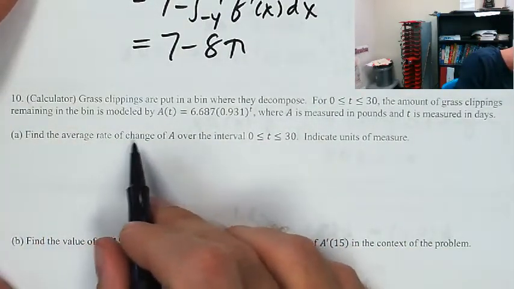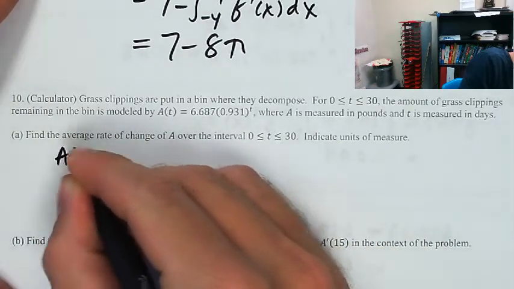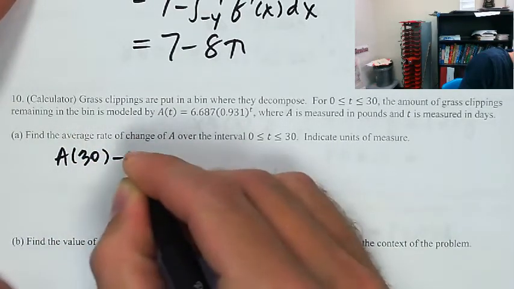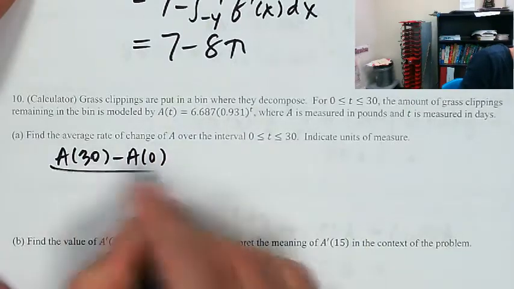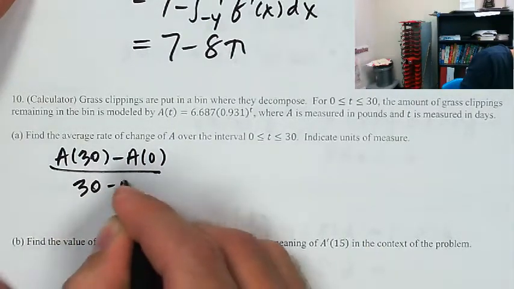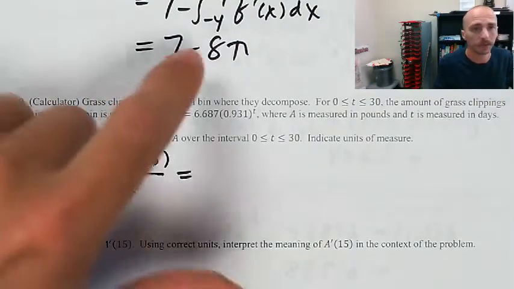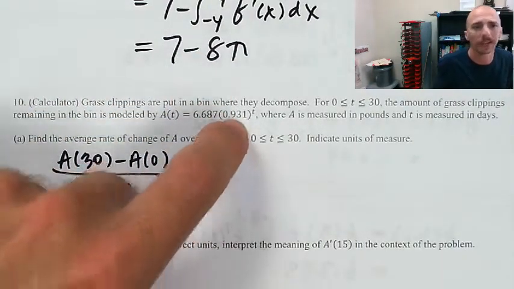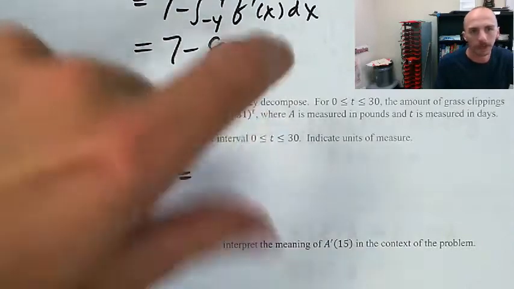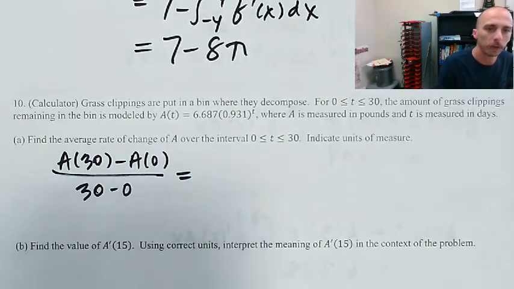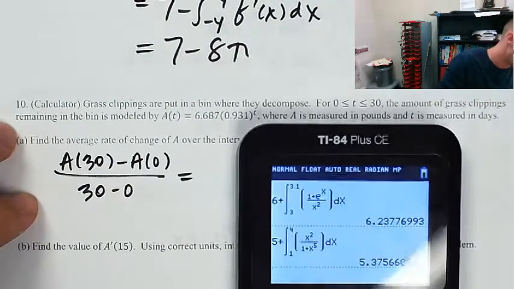And so the average rate of change of A on 0 to 30 is going to be A of 30 minus A of 0 divided by 30 minus 0. What I'm going to do is let the calculator do that work, because I don't know how to put in 30. I mean, I could put in 30 and 0 and just write it as a really nasty equation, but I could also get a decimal approximation.